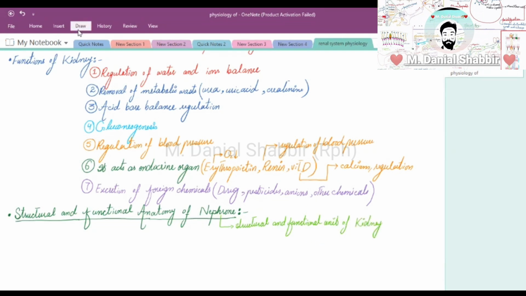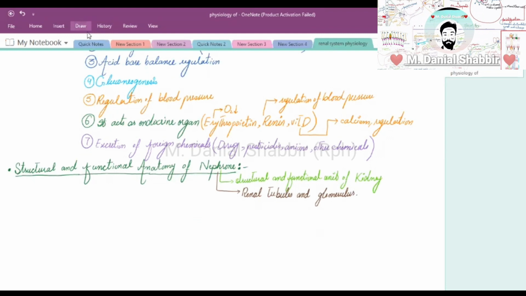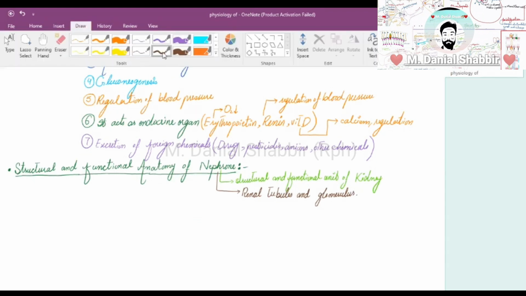And you can say that this nephron is composed of renal tubules. Definitely, we will discuss down the road the different segments of the nephron, as you already know: proximal convoluted tubule, loop of Henle, distal convoluted tubules, as the name indicates, tubules. So, the nephron consists of renal tubules and glomerulus, right?